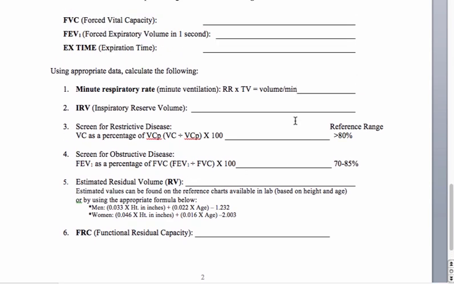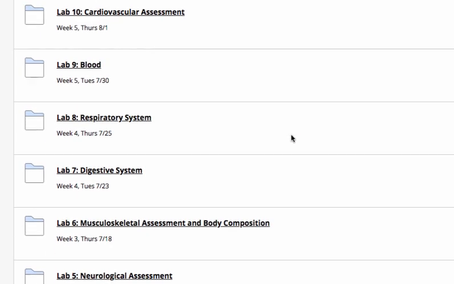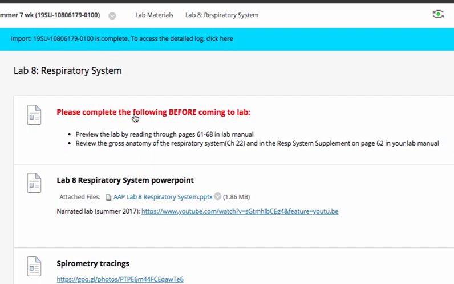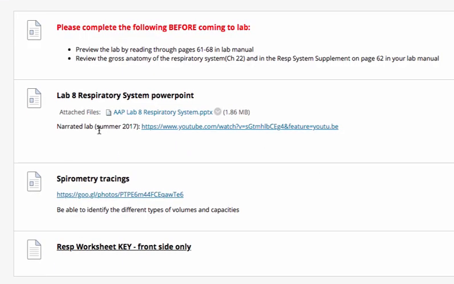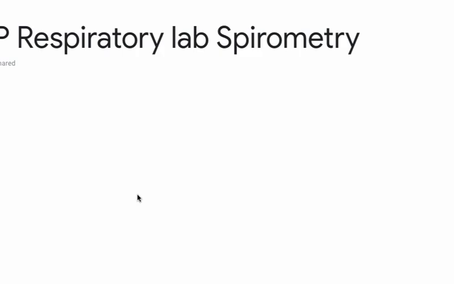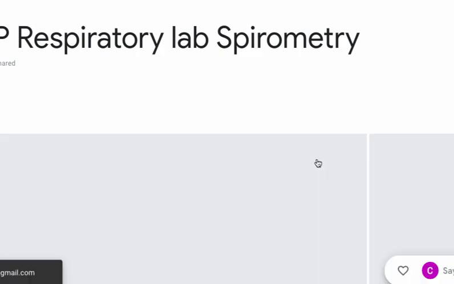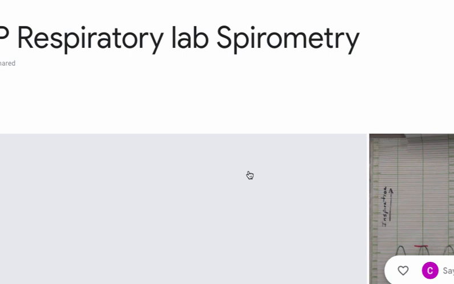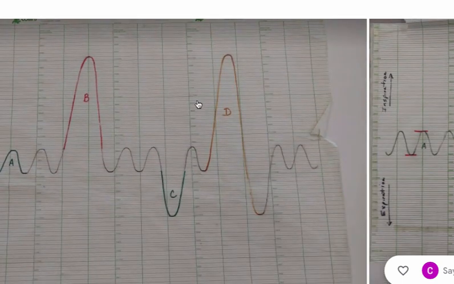The other thing I want to show you on Blackboard, if we go to our lab section, respiratory system, I do have some of those tracings of the spirometry worksheet or pictures here, and so you are welcome to look at those. And basically what you'll want to be able to do is identify what each of these things are. So basically here we have, this looks a lot like the one that we did on your worksheet, right?